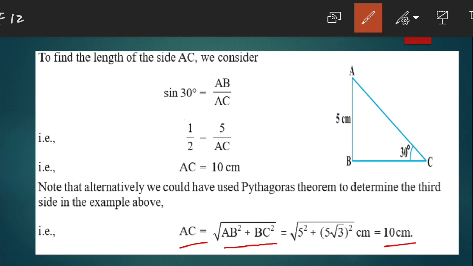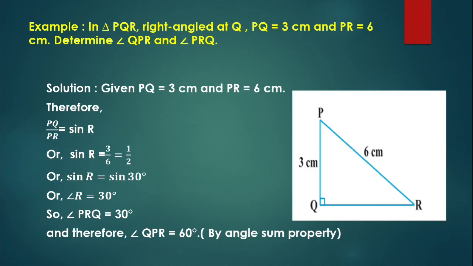Also you can find the length of AC by trigonometric ratio. Why? Because if you consider this one as acute angle, sin 30 is equal to opposite, that is AB, by hypotenuse, that is AC. In place of AB put 5, and the value of sin 30 degree is half. If you do the cross multiplication, you will get the value of AC as 10. So you can find the value of AC by Pythagoras theorem or by trigonometric ratio. It is up to you.